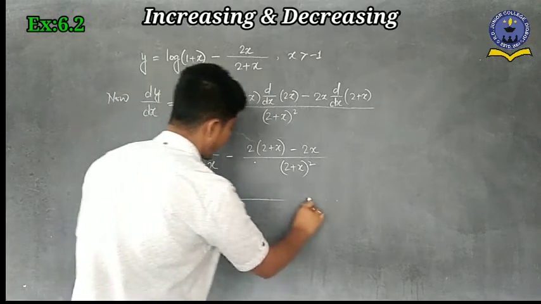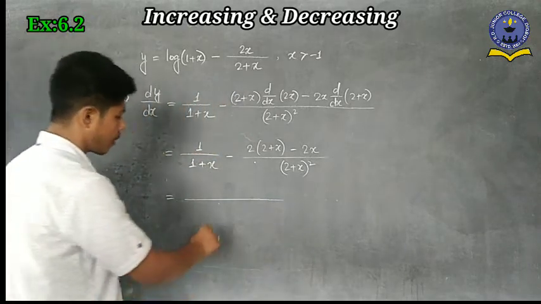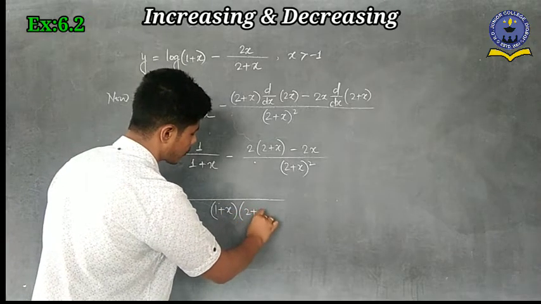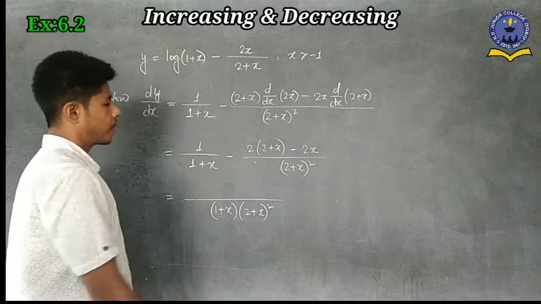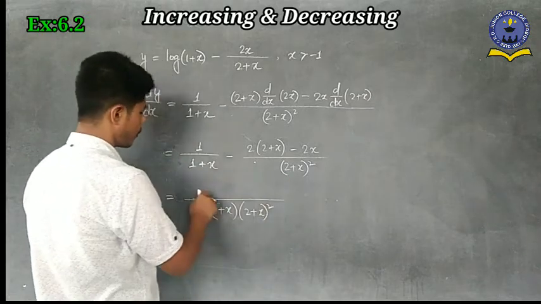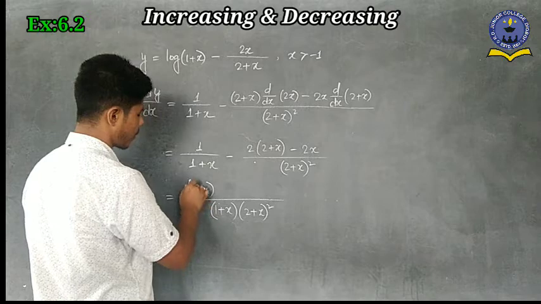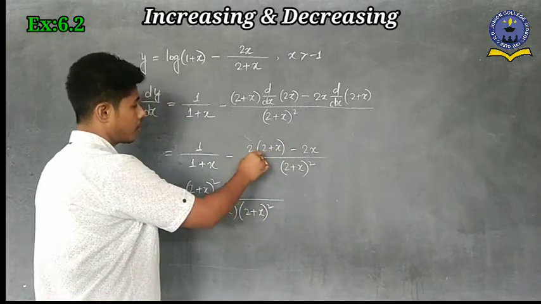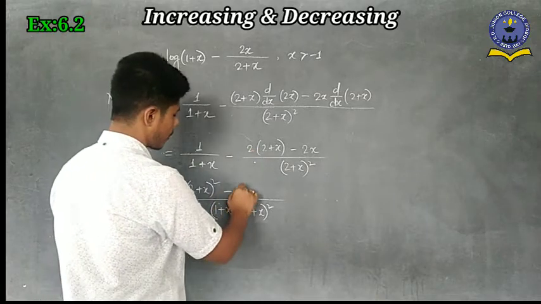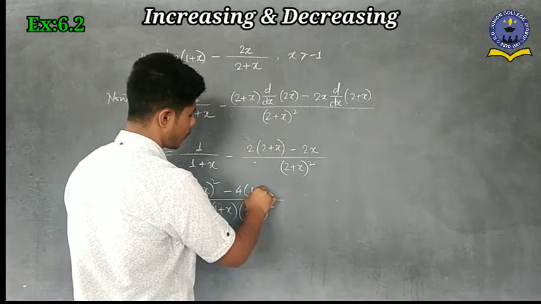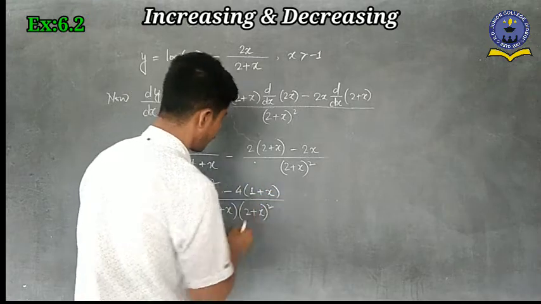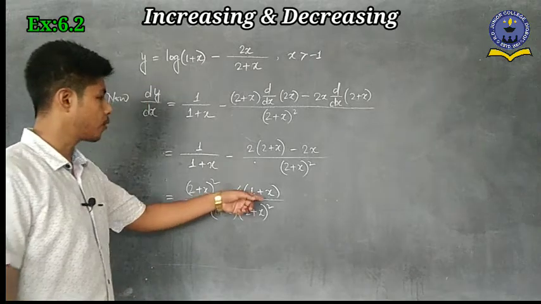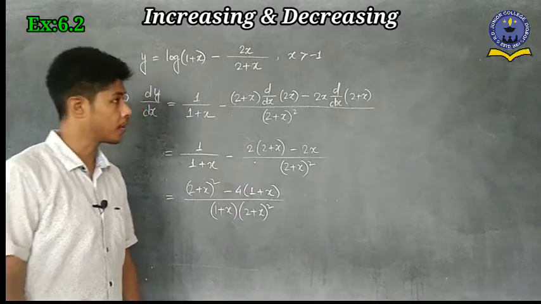After that, if we take the LCM, we get 1 plus x and 2 plus x whole square. So we write 2 plus x whole square minus, here 2x cancels, so what will remain? 2 into 2 is 4 into 1 plus x, so we write 4 into 1 plus x. Is it clear? So we write 2 plus x whole square minus 4 into 1 plus x. I think all of you understood this.